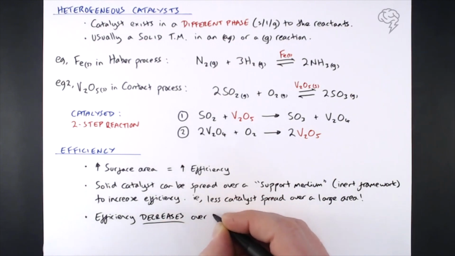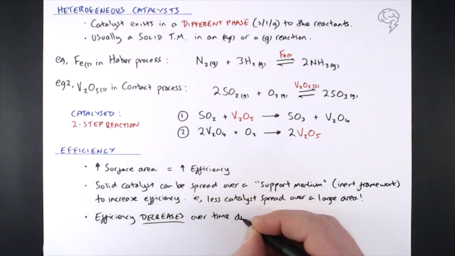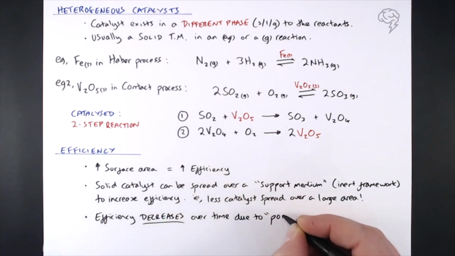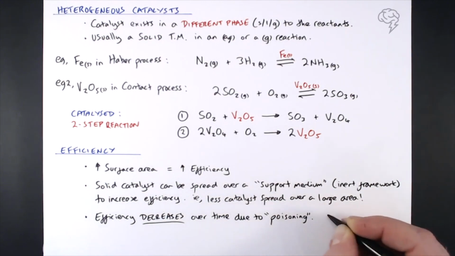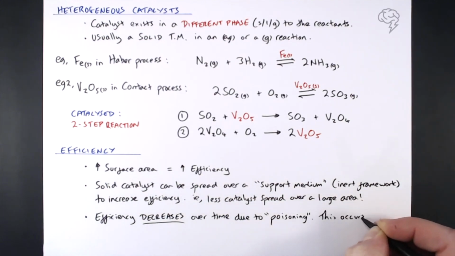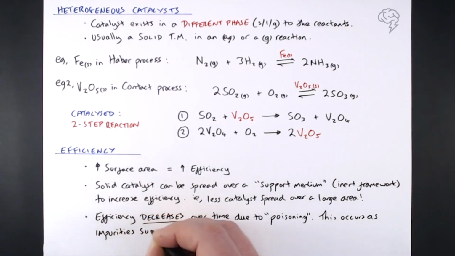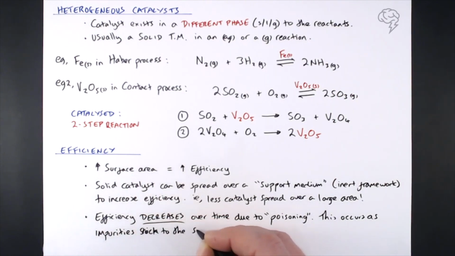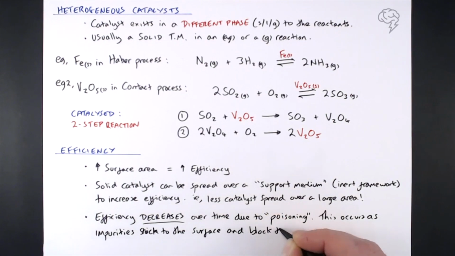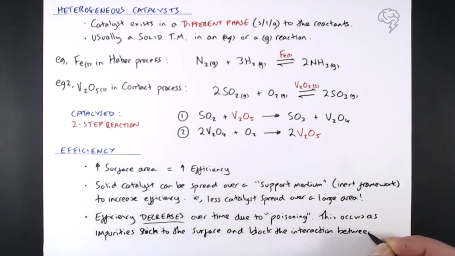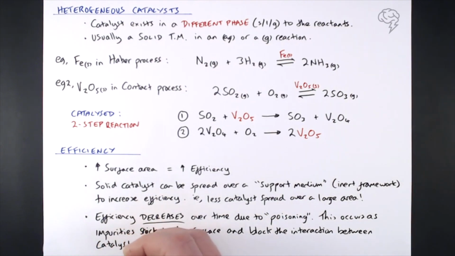One last thing to mention here in terms of efficiency is that efficiency decreases over time due to something called poisoning. Now, this occurs as impurities. You're always going to get other things maybe present in the reaction chamber. As hard as you try, you're always going to get other things in there. So this occurs as impurities stick to the surface of your catalyst that you've spread nice and thinly over this support medium. And what they do is block the interaction between the catalyst and reactants. So this term poisoning is a really important term.